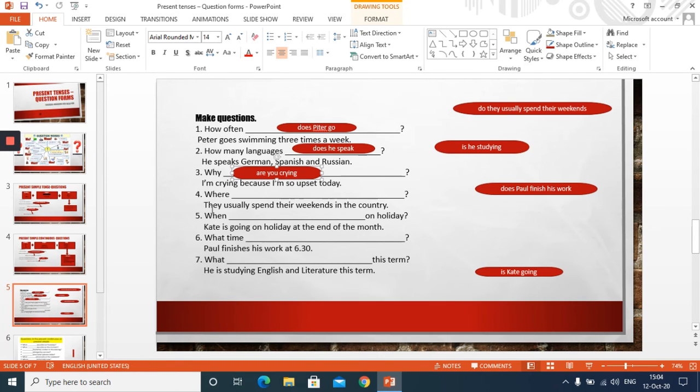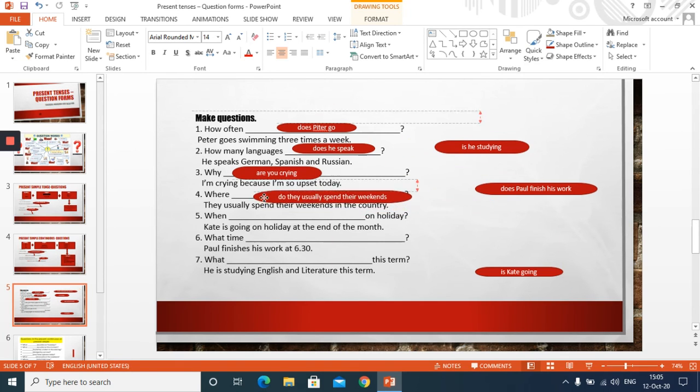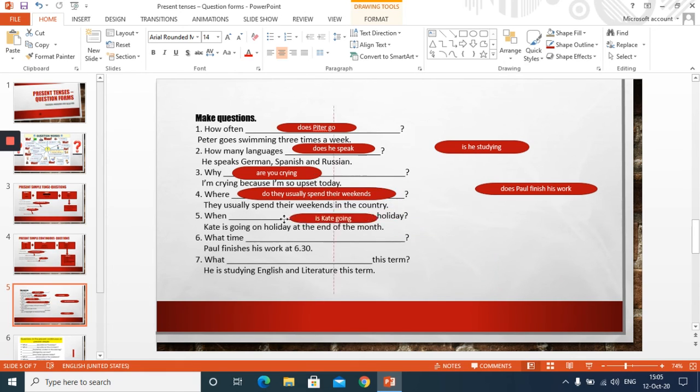Next example. They usually spend their weekends in the country. Where? Where do they usually spend their weekends? Kate is going on holiday at the end of the month. When? Is Kate going? Because we are talking about present continuous.